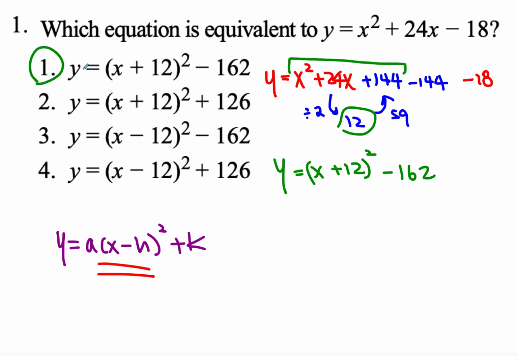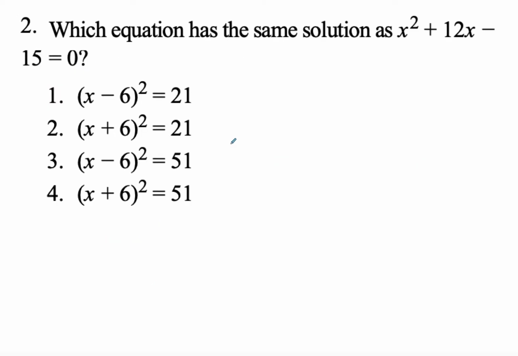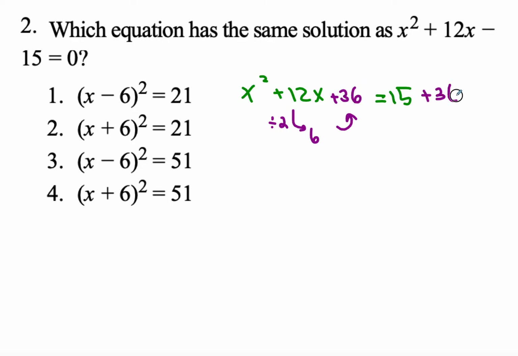Alrighty, let's look at the next question, number 2. Same idea: which one of them is equal to this? I'm going to rewrite this one as x squared plus 12x. Notice that one side is a perfect square, and all the other numbers are on the other side. So I'm going to add 15 to both sides to start. Now, which number do I need to complete the square? I divide 12 by 2 to get 6, and then square that, which means 36 is what I need. So I'm going to add 36 on both sides.